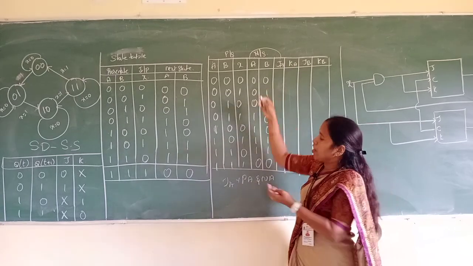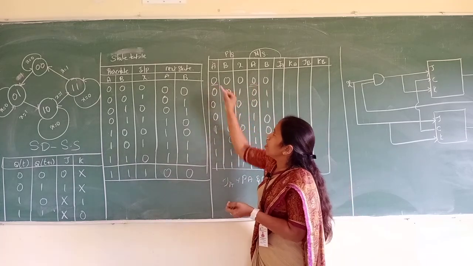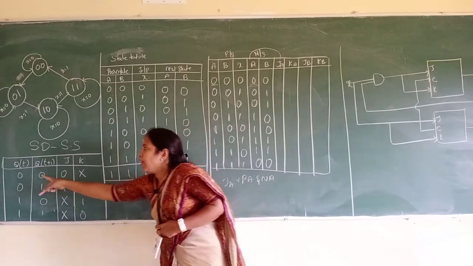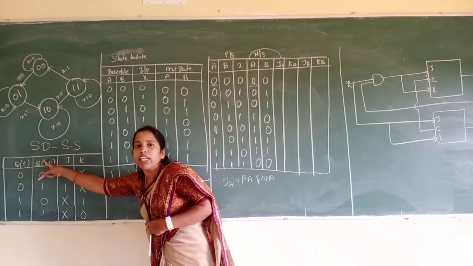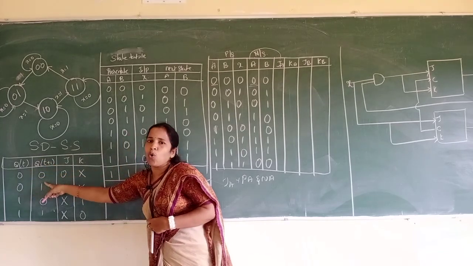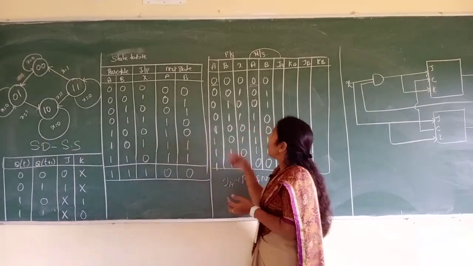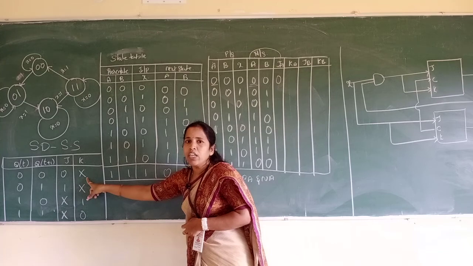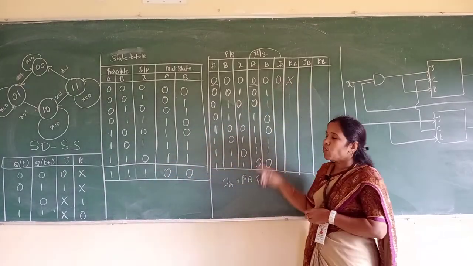Present state A value is 0 and next state A value is 0. Now you make use of this excitation table: Q of t is the present state, Q of t plus 1 is the next state. 0, 0. Then what is the J value? 0. So the JA value is 0, and the KA value is a don't care condition, so I am using X.